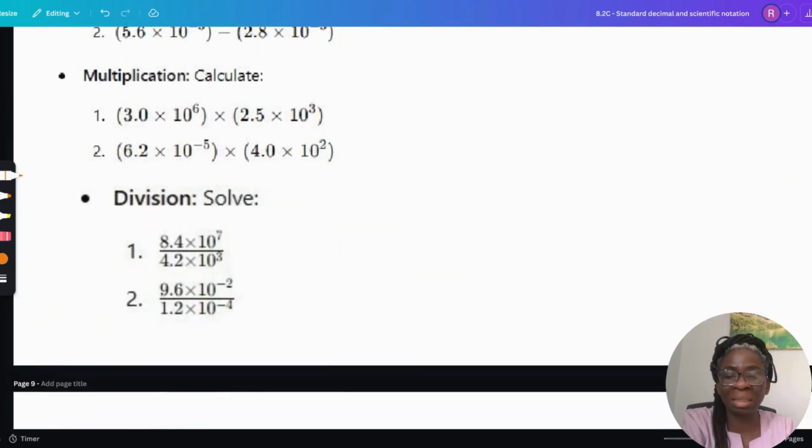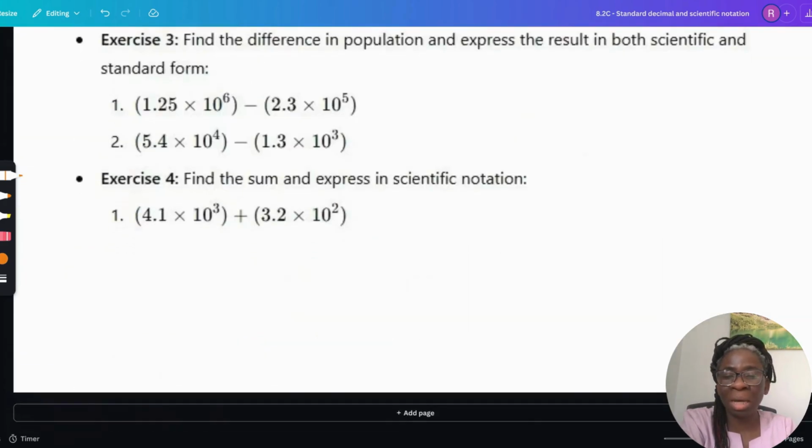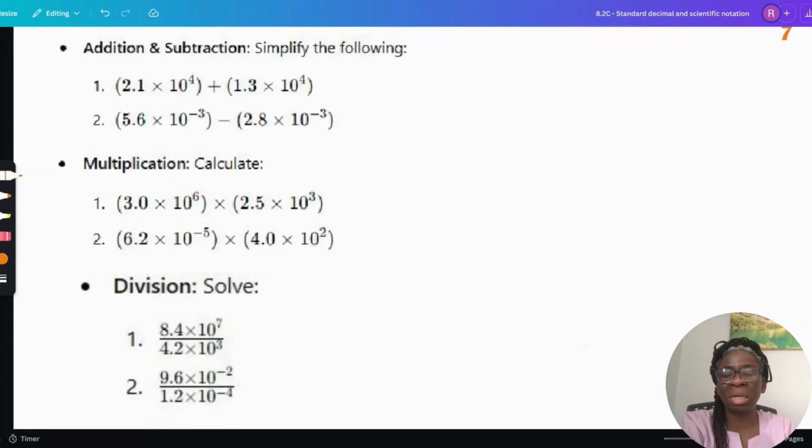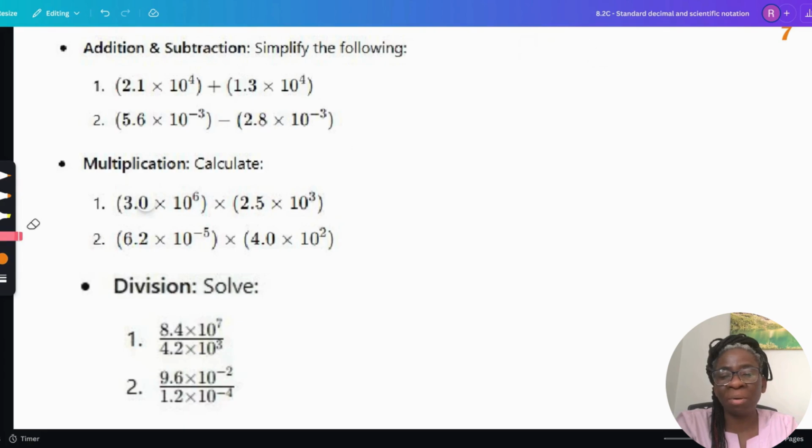So now let's move to this one. Now we want to add, subtract, divide, and multiply. So let's solve this. Let's start with the first one. We have 2.1 times 10 power 4, plus 1.3 times 10 power 4. If you take a look at both numbers, you realize that their power is the same. So before you can add or subtract, the power must be the same. So if the powers are the same, then you just add the numbers.